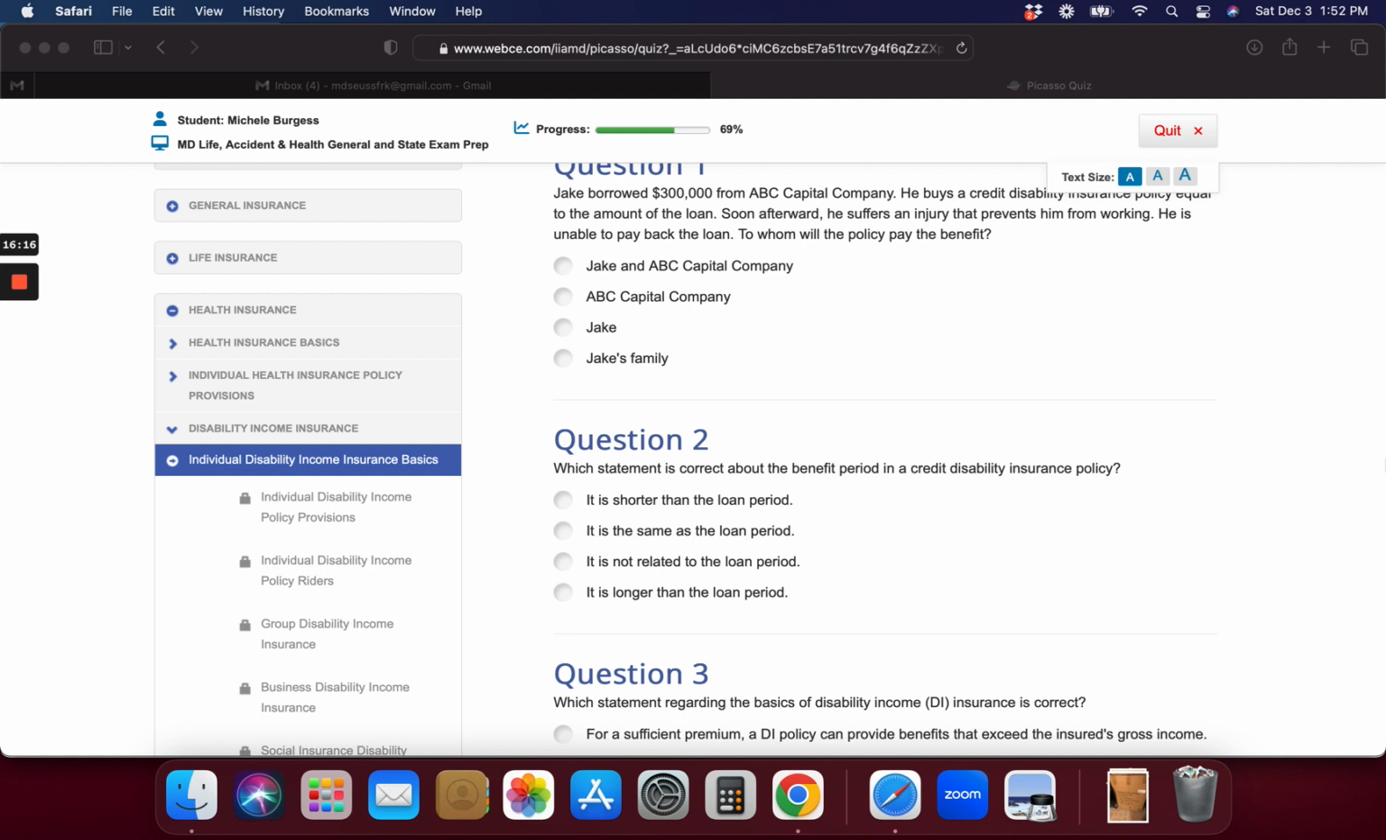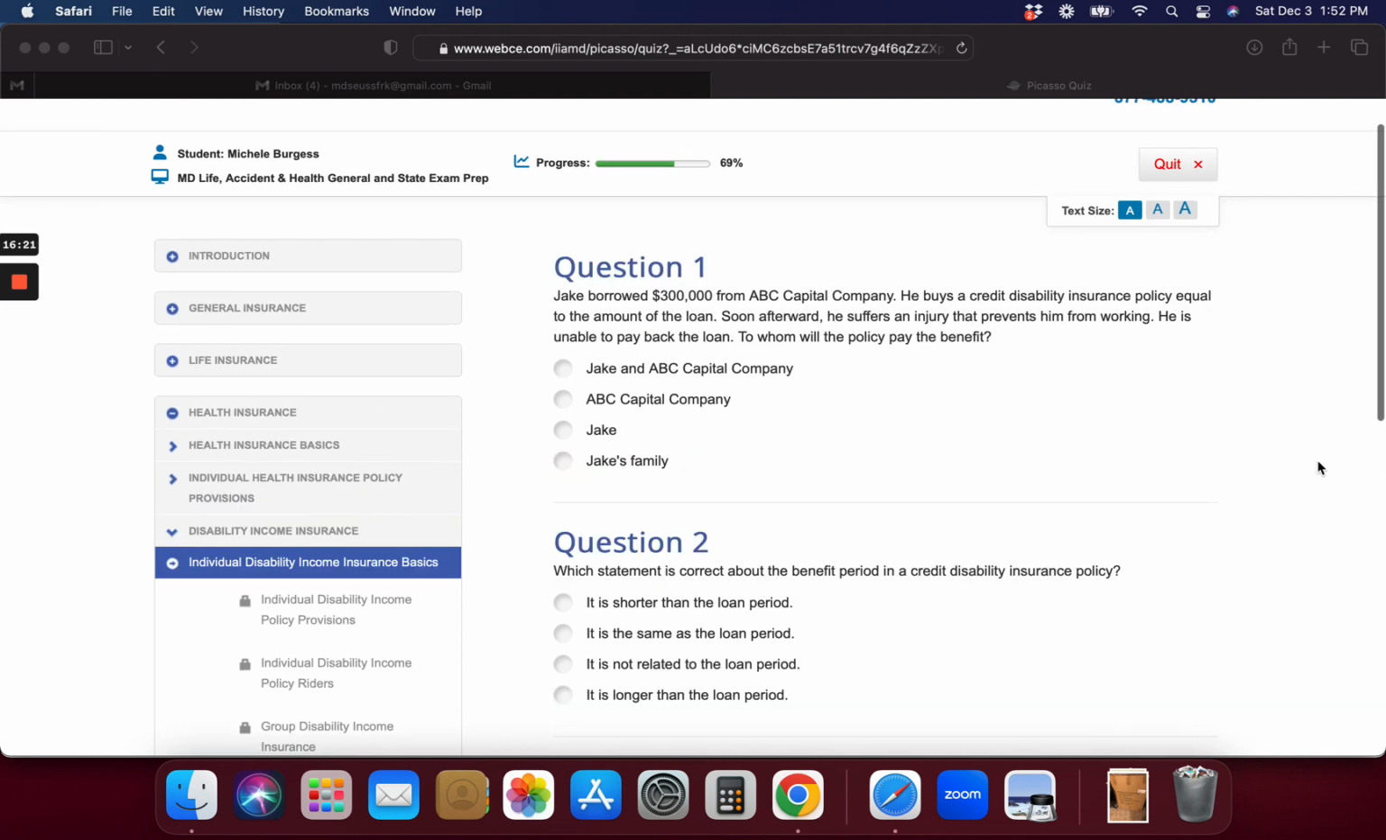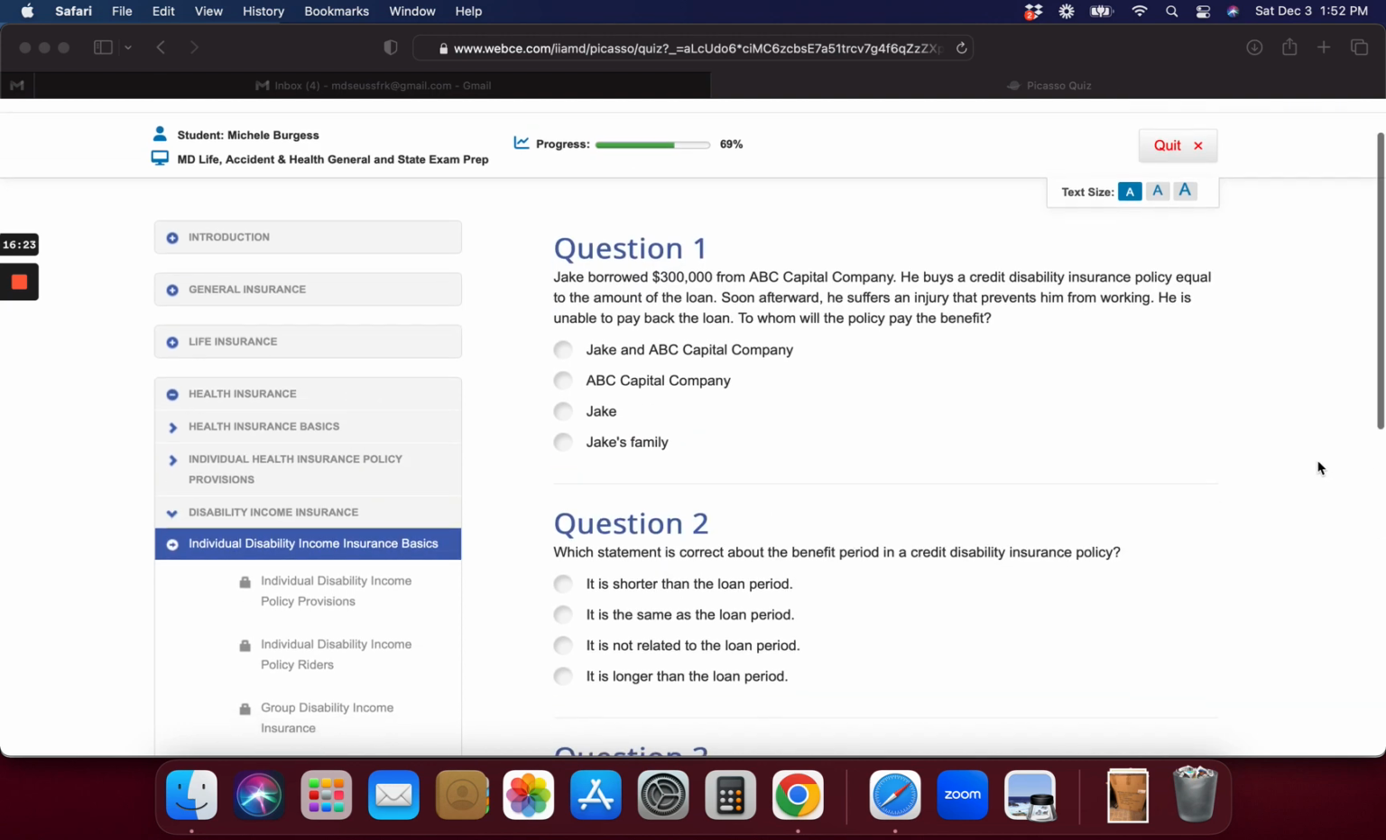Jake borrowed $300,000 from Capital Company, buys a credit disability insurance policy equaling the amount of the loan. He suffers an injury that prevents him from working. He is unable to pay back the loan. To whom will the policy pay the benefit? I have no idea. From ABC Capital, I think.